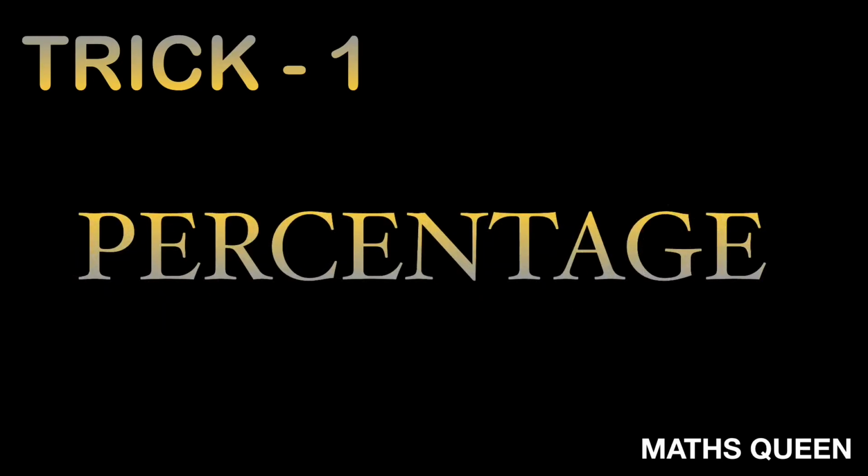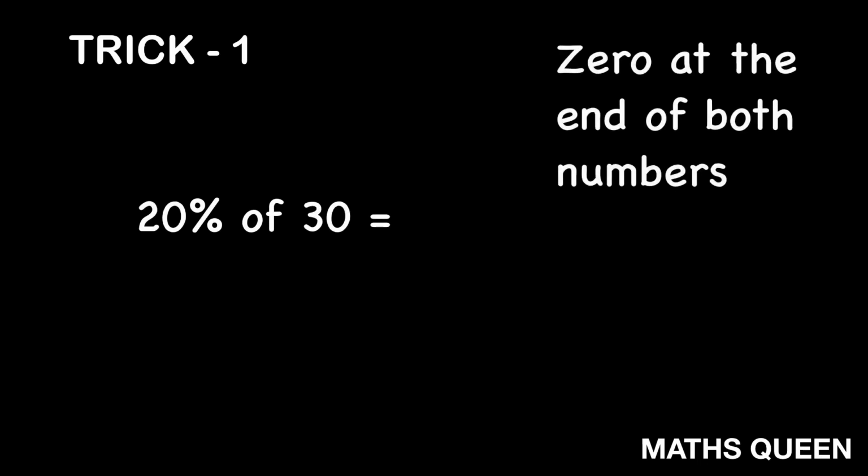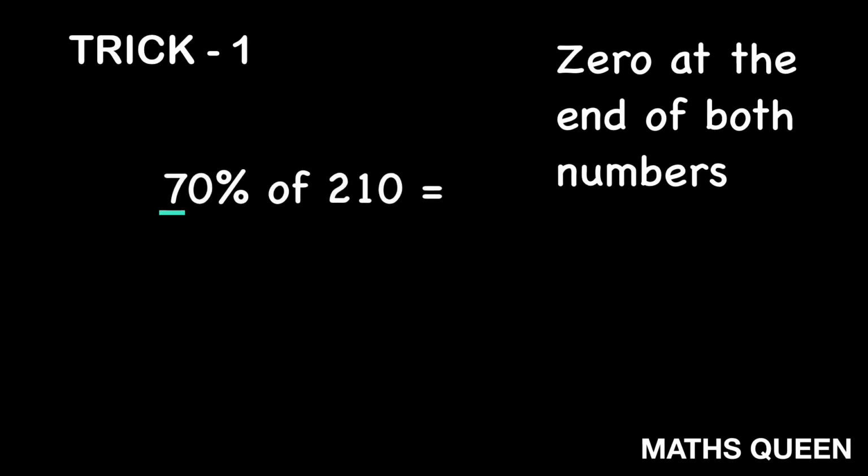Trick number 1, calculating percentage. What is 20% of 30? Here there are 0s at the end of both numbers. So what we have to do is just multiply 2 into 3. We have 6. Now 70% of 210: 7 into 21 is 147.